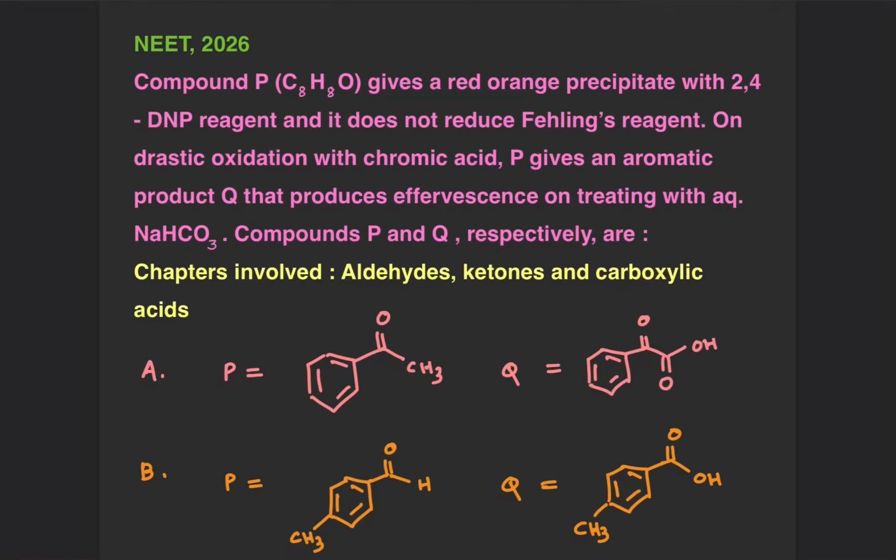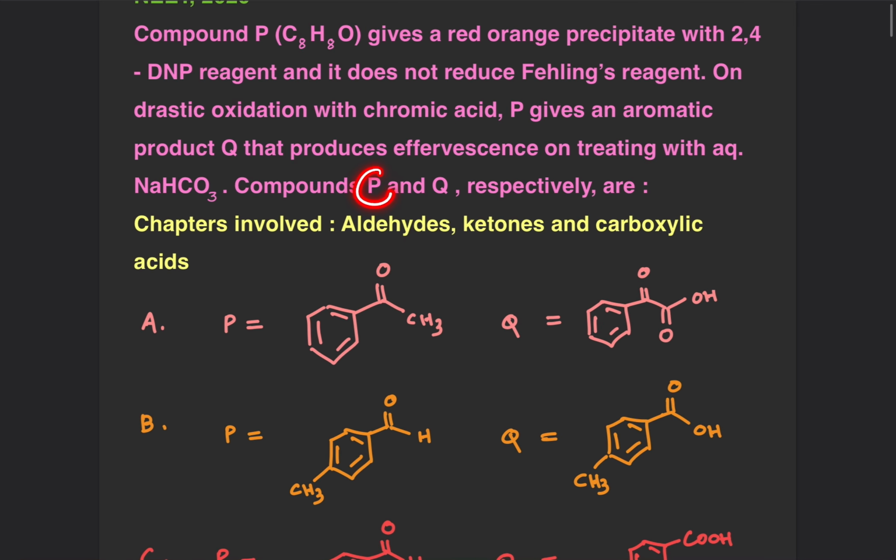Hello everyone. So this is a question from NEET 2026. Compound P, C8H8O, gives a red-orange precipitate with 2,4-DNP reagent and it does not reduce Fehling's reagent. On drastic condition with chromic acid, P gives an aromatic product Q that produces effervescence on treating with aqueous NaHCO3, sodium hydrogen carbonate. So P and Q respectively are.